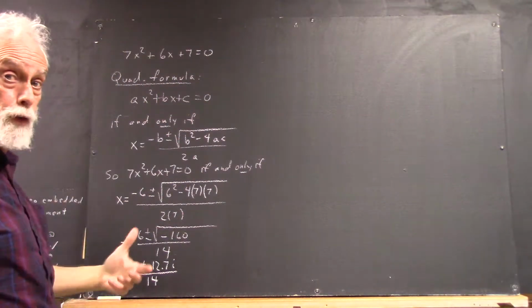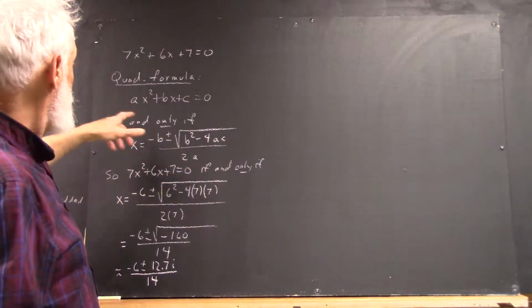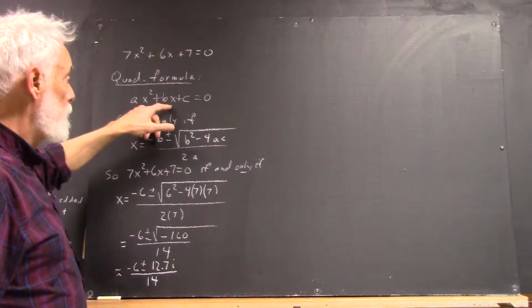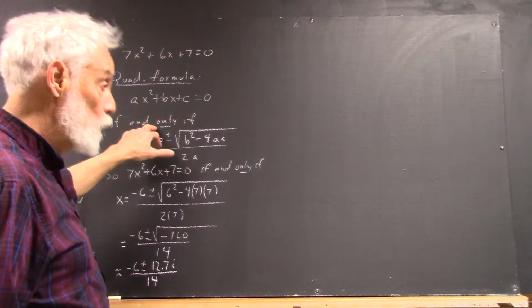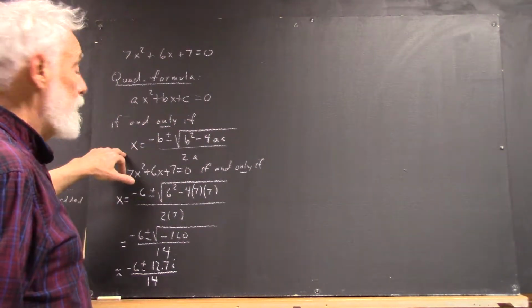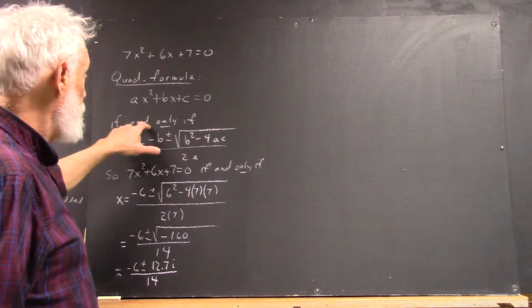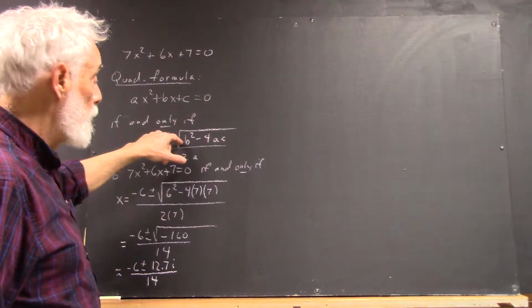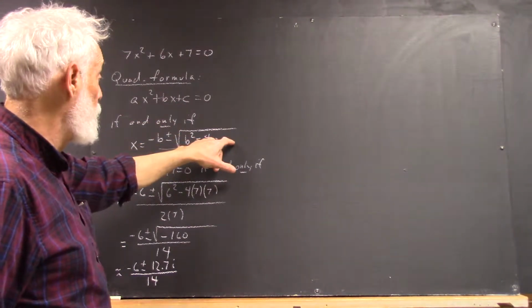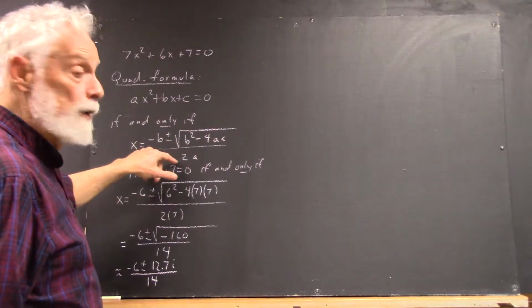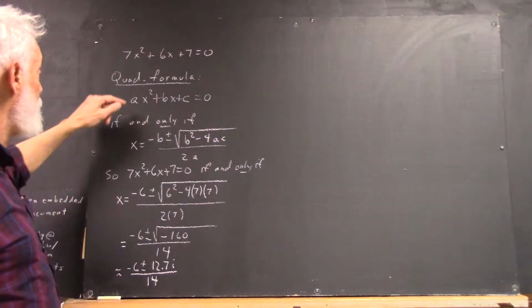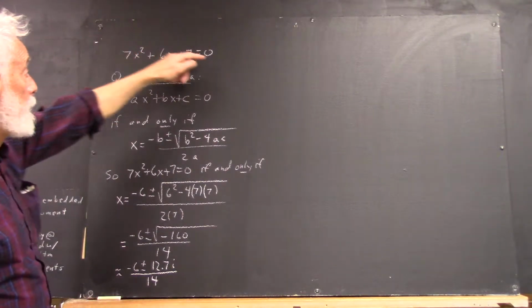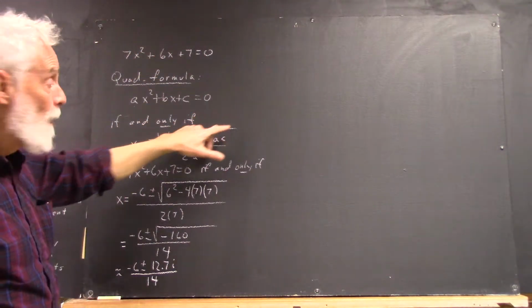Now the quadratic formula says that ax squared plus bx plus c is 0 if and only if x takes one of the values, negative b, plus or minus the square root of the quantity b squared minus 4ac, all that divided by 2a. In this case, this is of this form.